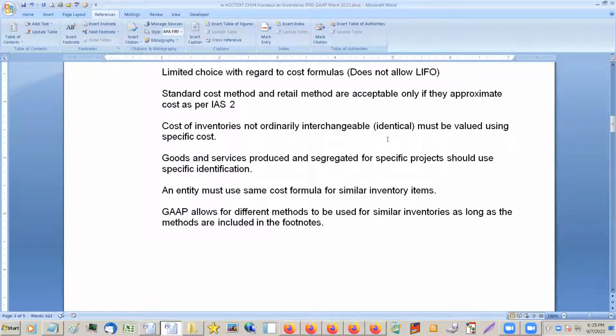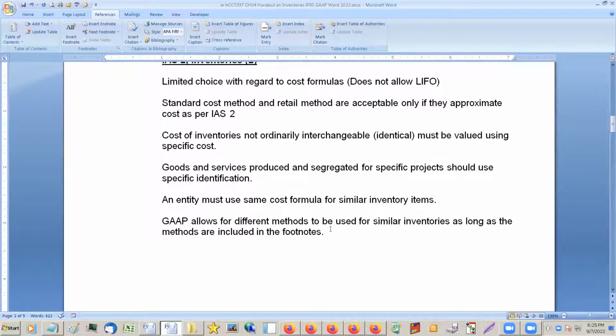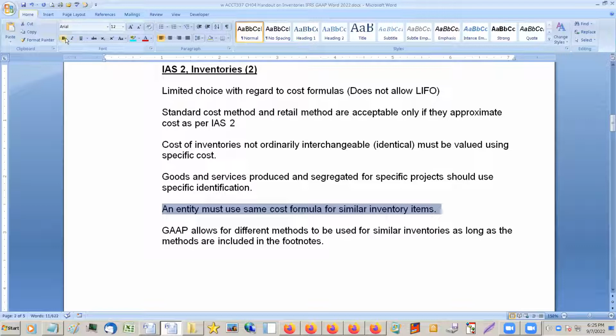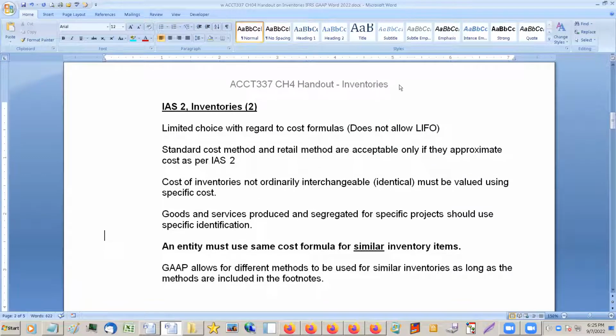So a car manufacturer may have wheels and tires and all that kind of stuff. They may say that they value the wheels using LIFO and the tires using average cost. Under international standards, they have to use the same method for all of them. If they're similar, they must use the same cost method. You cannot have different cost methods.